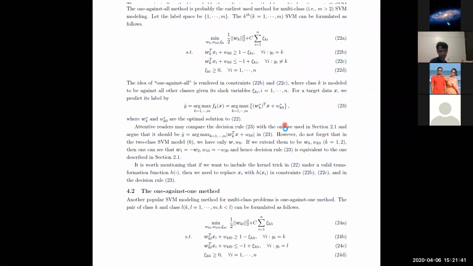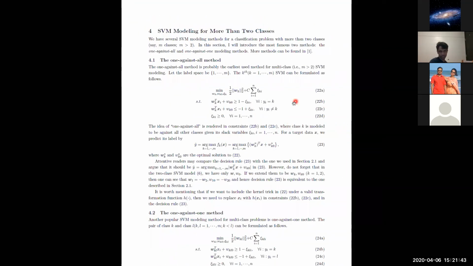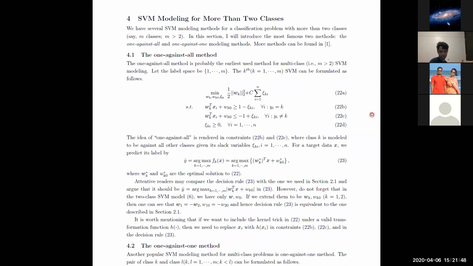Let's have a look at today's main topic, one of the main topics: the SVM model for more than 2 classes. Previously, we introduced SVM models for only 2 classes. But in many cases, we could have more than 2 classes, right? Can we run the SVM? Yes, we can do it. How to run the SVM? We have many different methods. Here, I introduce the 2 most famous ones: the one against all method and the one against one method.